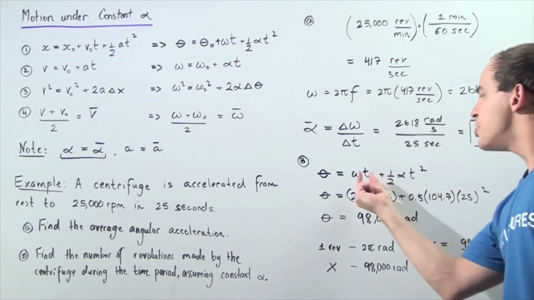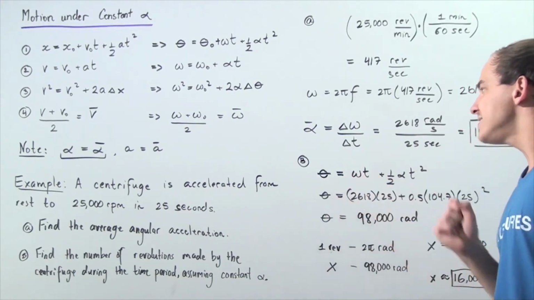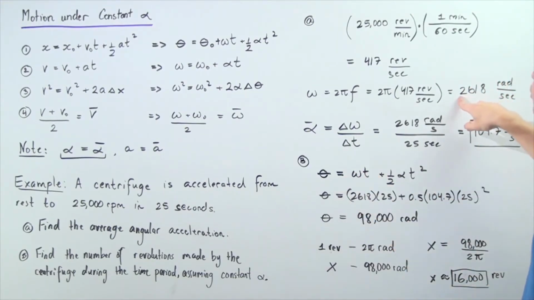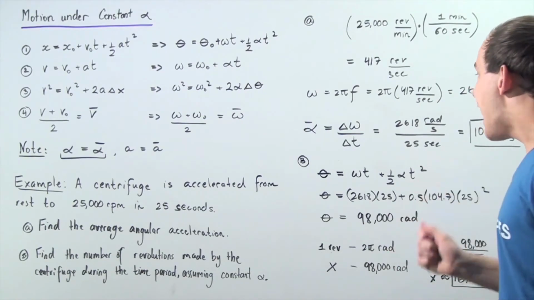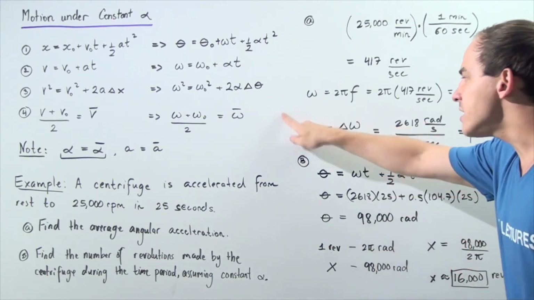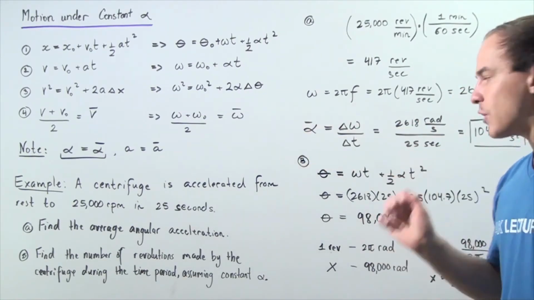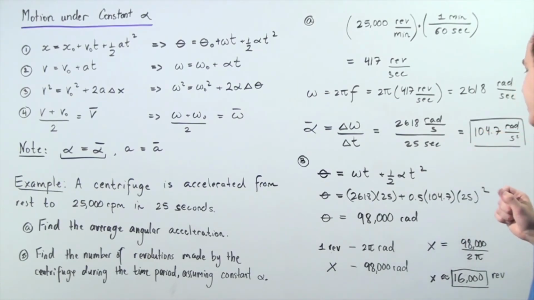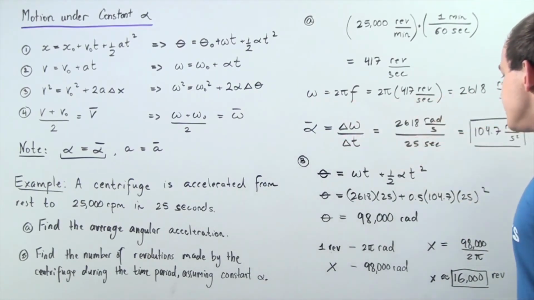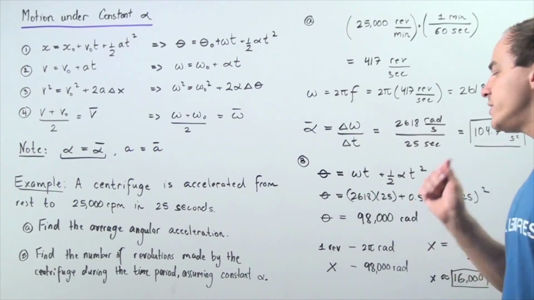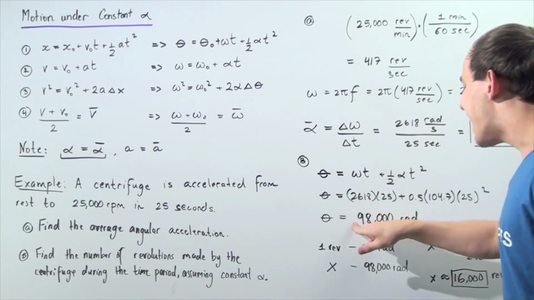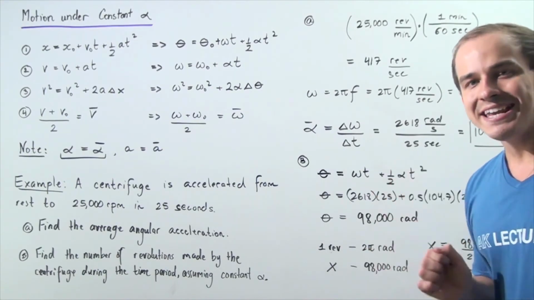So now we know what our angular velocity is. We found it to be 2,618. We know what the time is. It's 25 seconds. And we just found what our average angular acceleration is. It's 104.7. So we use these quantities, plug it into our calculator and solve, and we get approximately 98,000 radians.